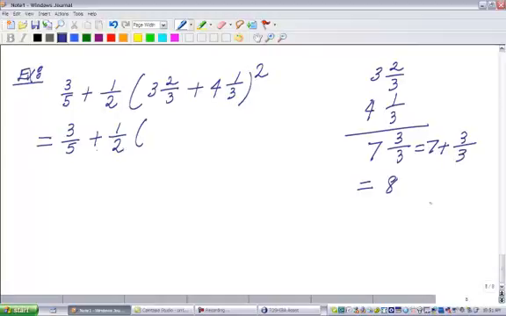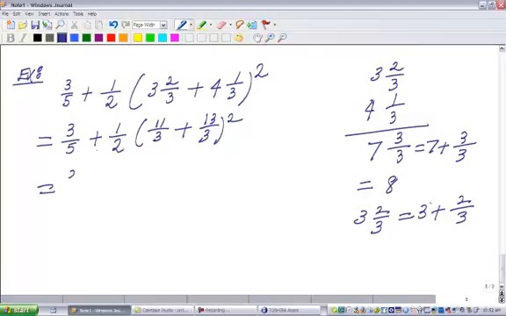Mixed fraction, remember, when I'm writing 3 and a 2/3, it means I am writing 3 plus 2/3, right? That's the meaning of mixed fractions, okay? Now, if you don't like that, let's just convert it to improper fractions. So 3 times 3, I get 11 over 3 plus 13 over 3. I have to square that.